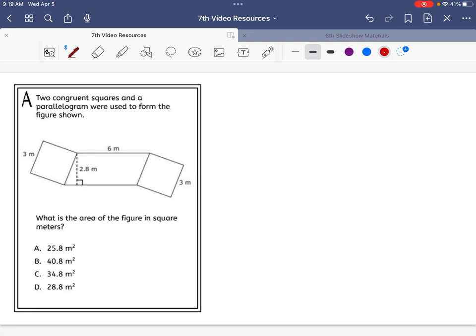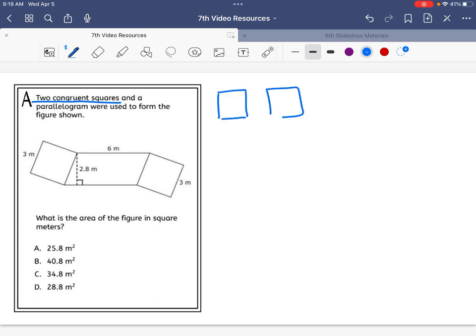Hey guys, we are still looking at composite area. So I'm going to read the problem and we're just going to take this piece by piece through our problem solving process. So we have two congruent squares. Right off, that's important to me because that tells me that it's a square, which every side is going to be the same. But not only that, they are the same kind of square.